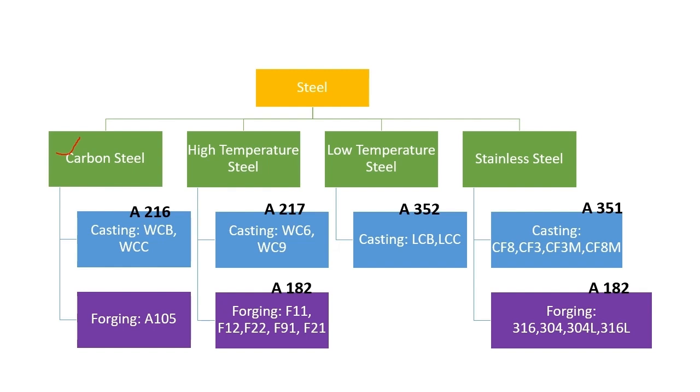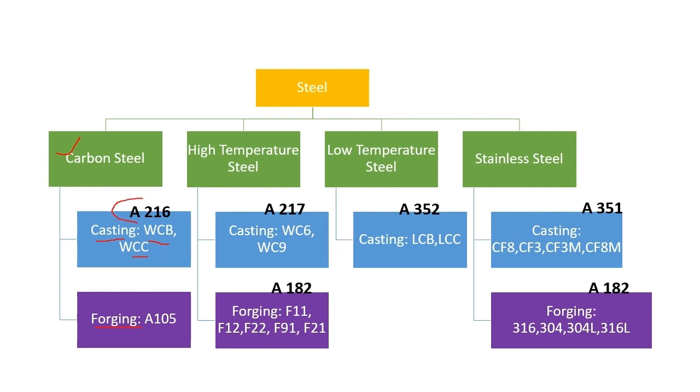Casting and forging are two different methods to make the material or the mechanical component. The manufacturing process is different for these two. In the case of carbon steel, in the casting category, we have WCB and WCC, two grades of material, and the material specification used is ASTM A216.